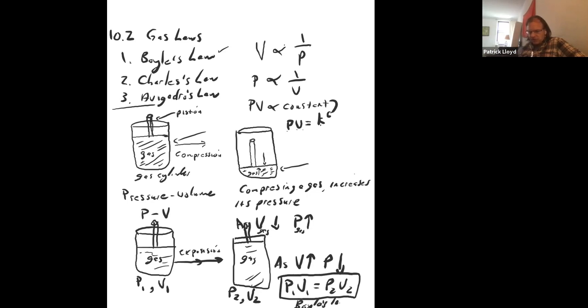And that's a practical form of Boyle's law. All these other equations are true, right? V is proportional to 1 over P. P is proportional to 1 over V. P times V is equal to a constant. But this is sort of the practical use of it. P1V1 equals P2V2. Okay, so let's take a look at an example.